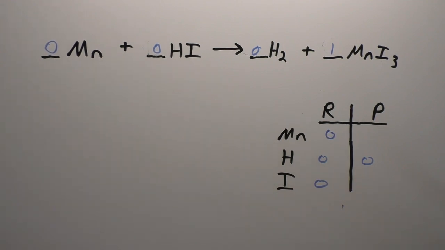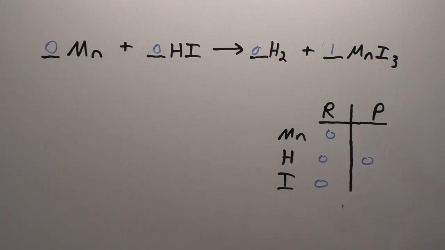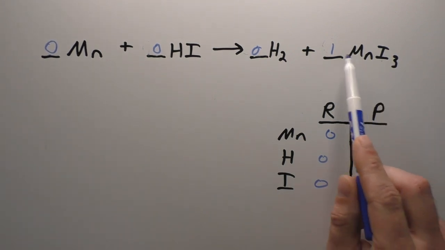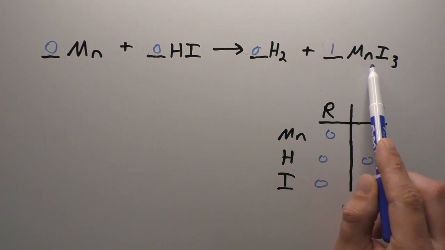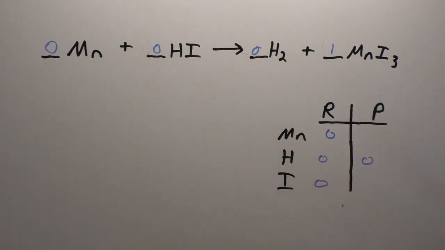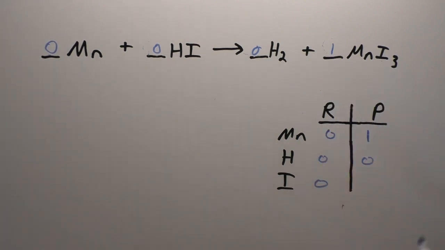And remember, in order to count the number of atoms, what we do is we take the coefficient in front of the compound and we multiply it by the subscript following the element. In the case of manganese, we've got the coefficient of 1 multiplied by the understood subscript of 1, giving us 1 manganese atom. Taking the same approach with iodine is 1 times 3, or 3 iodine atoms. So we have 1 manganese atom and 3 iodine atoms on the right.